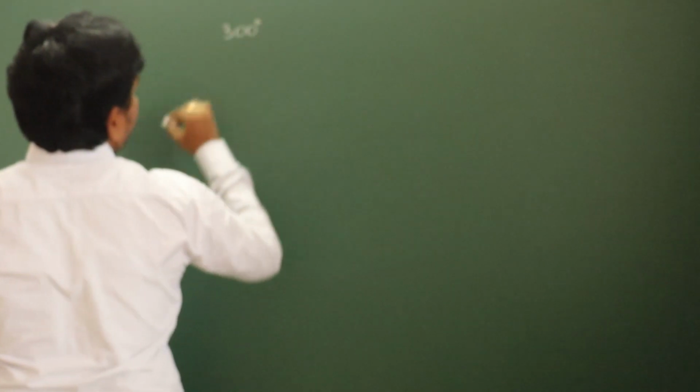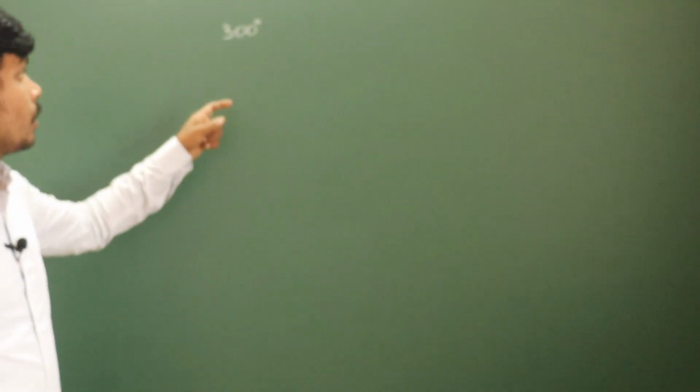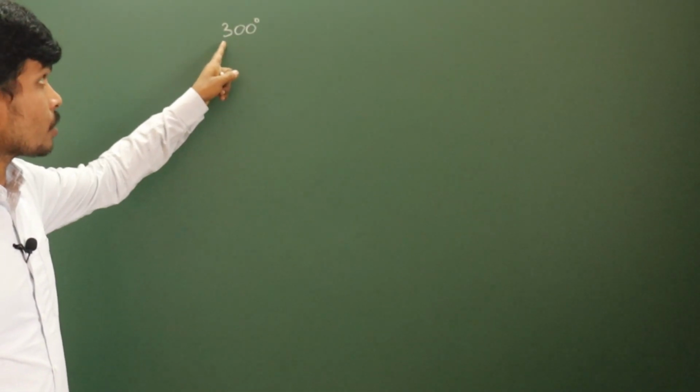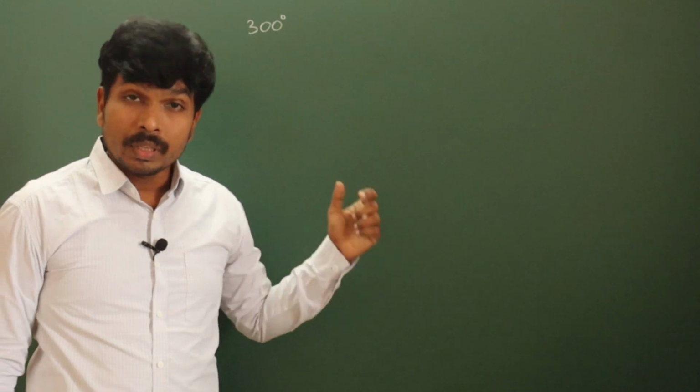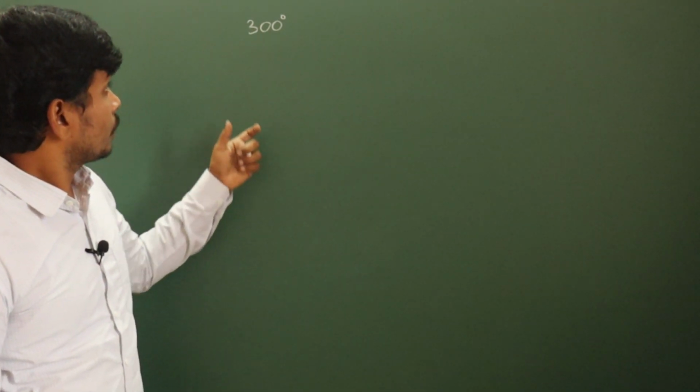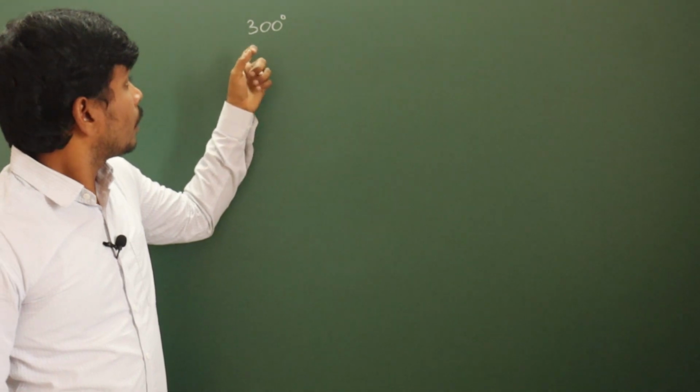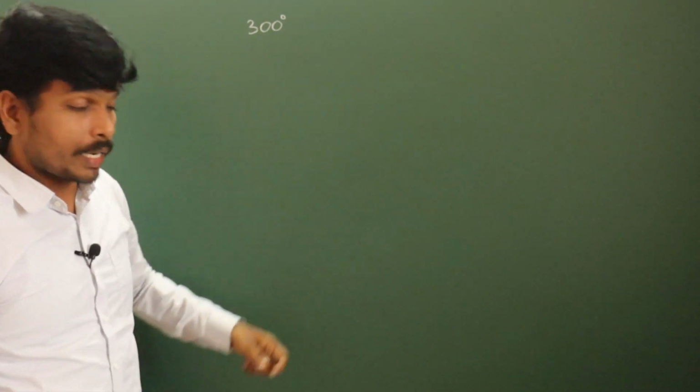Okay, in the previous class we discussed how to vary the trigonometric ratios in different quadrants. With the help of that, you have to solve these questions. Find all the T ratios of 300 degrees. With the help of that concept, you have to find all T ratios of 300 degrees.